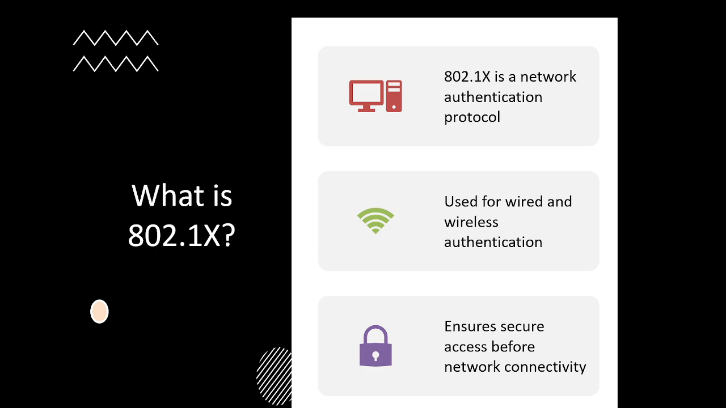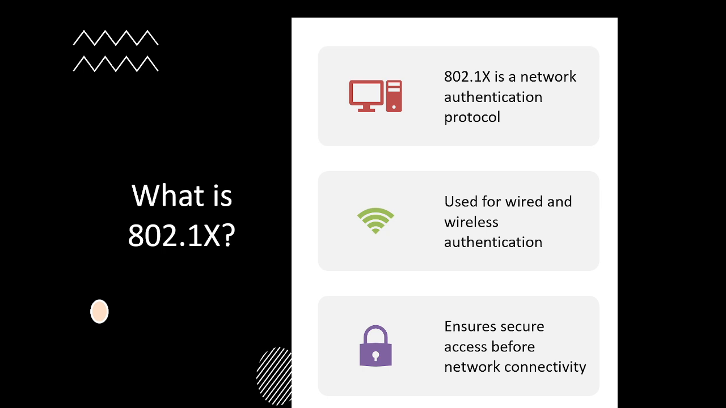What is meant by 802.1x authentication? 802.1x is a network authentication protocol used for secure access control. It is mainly used for wired and wireless authentication. The purpose of 802.1x is to authenticate the user or device before allowing network access.